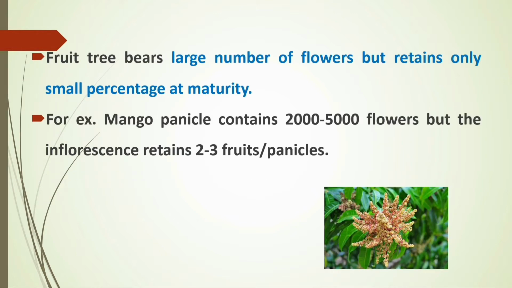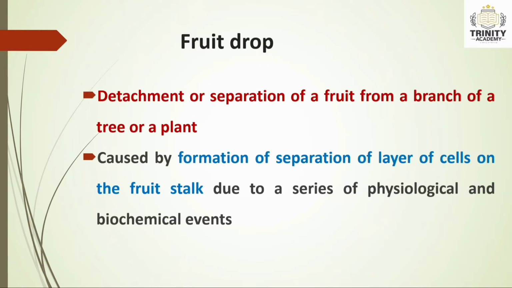Generally, fruit trees bear large number of flowers, but at the end of the maturity stage it can retain only small percentage. We take mango as example. The inflorescence of mango is panicle. In one panicle about 2000 to 5000 flowers present, but only 2 to 3 fruits can be retained up to harvesting. We'll see what is the reason behind this.